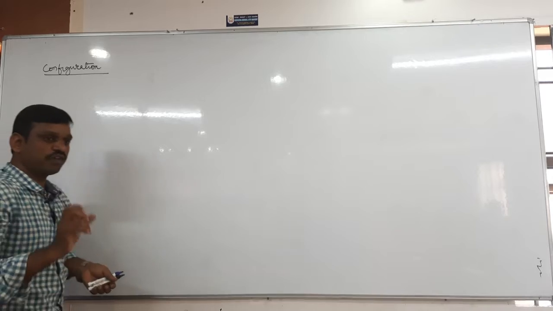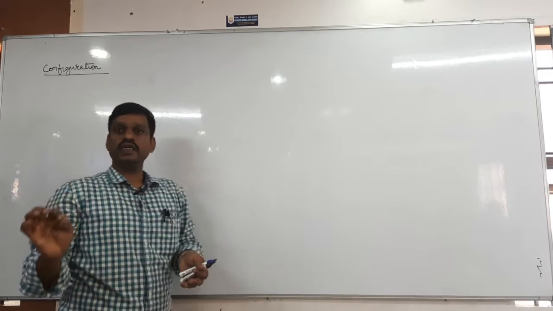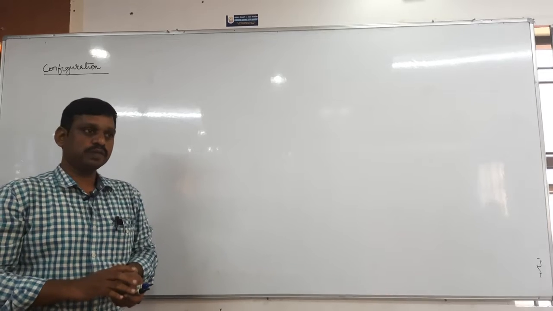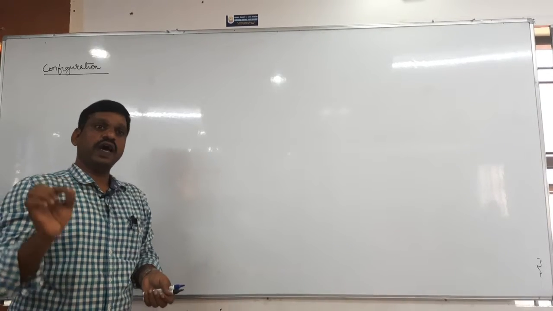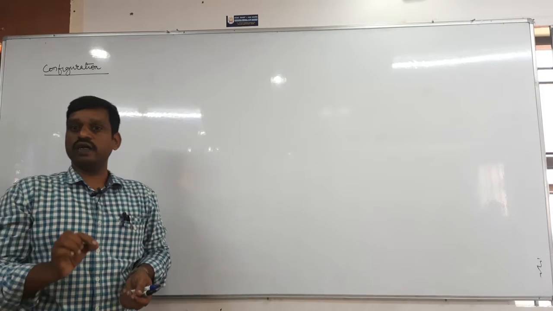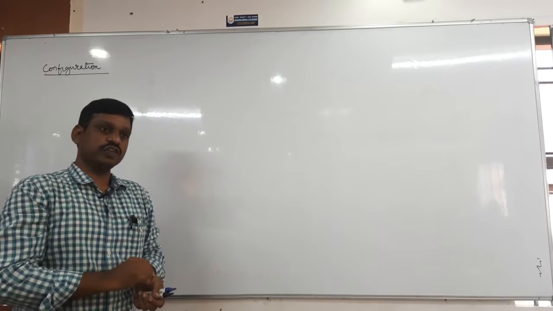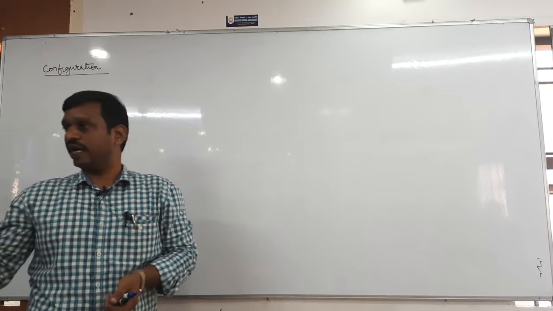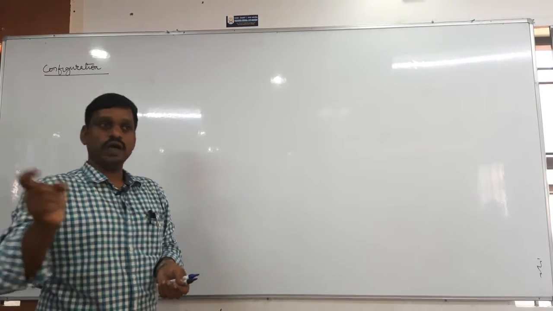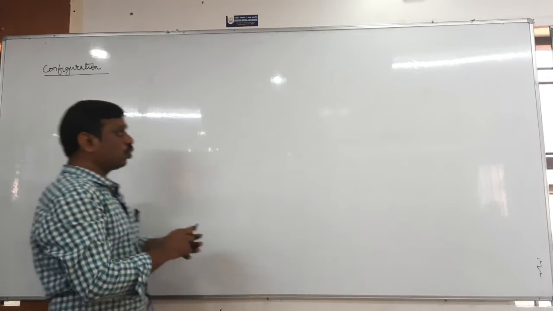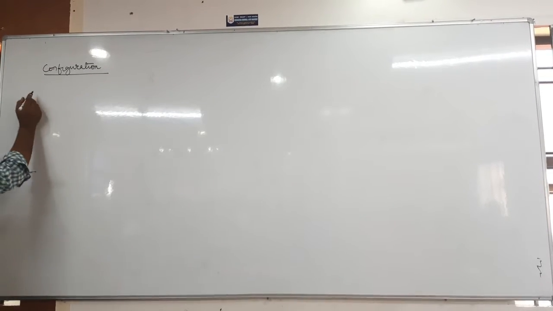What is the meaning of configuration? The arrangement of atoms or group of atoms around the asymmetric carbon is nothing but configuration. It is a spatial arrangement of atoms or group of atoms around the asymmetric carbon, called configuration. Then there are two types of configuration.